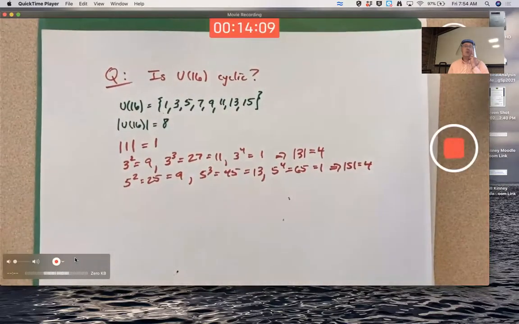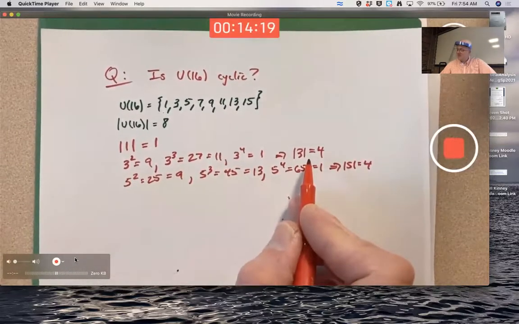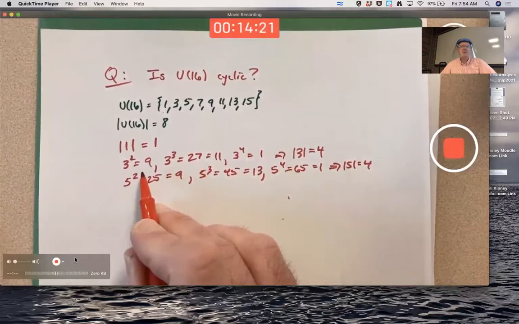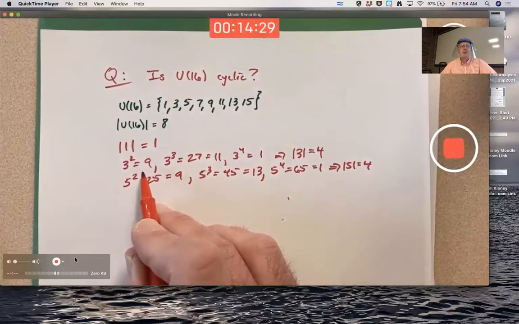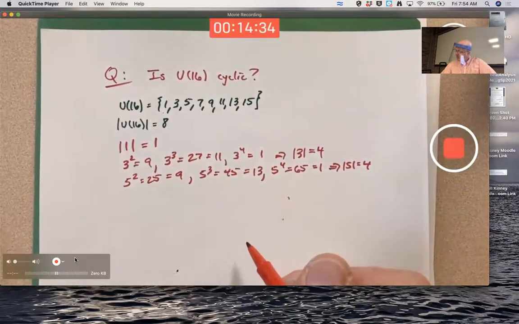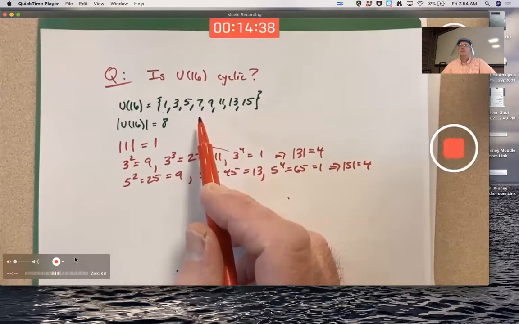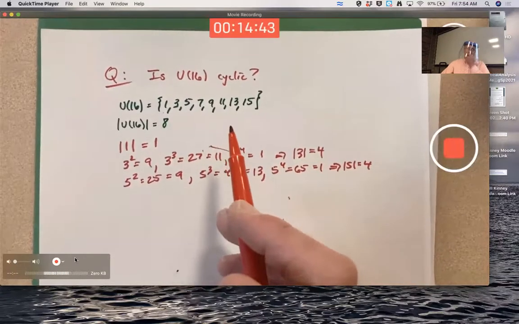There are some elements of order 2. Certainly, since 3 has order 4, 3 squared would have order 2. 9 would have order 2. 9 squared is 81. Divide 81 by 16, you get a remainder of 1. 9 has order 2. Also, 5 squared was 9 as well. Oops, 7 squared would be 49. Mod 16 is 1. 7 has order 2. Yeah, none of these elements end up having order 8.